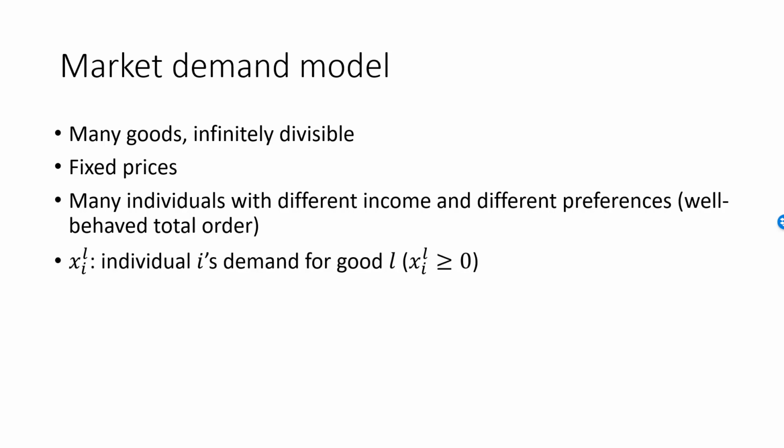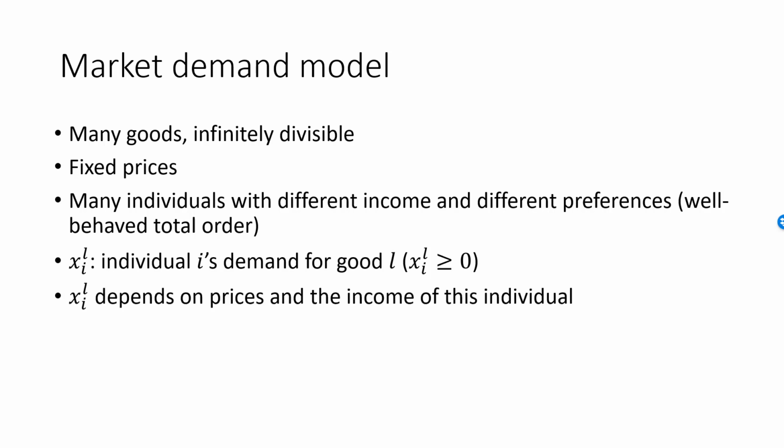We use the symbol X with a subscript I and a superscript L to denote the demand of good L from individual I. We have no bad goods, so the demand for all goods is greater than or equal to 0 for all individuals. Each X_I^L will depend on all prices as well as the income of individual I. As before, there is no time in this model, and it's best to think of everything happening at a particular point in time.